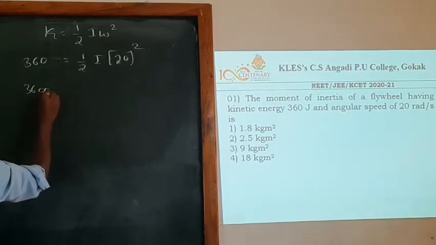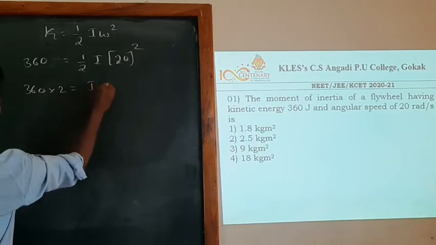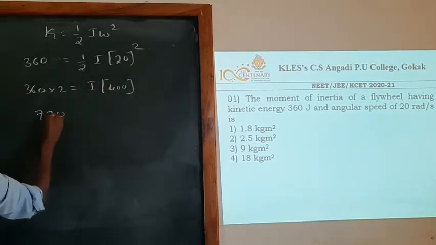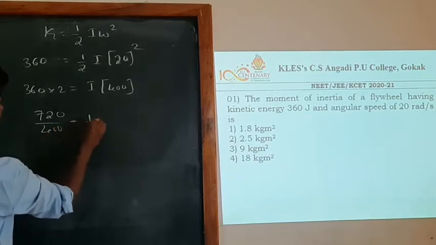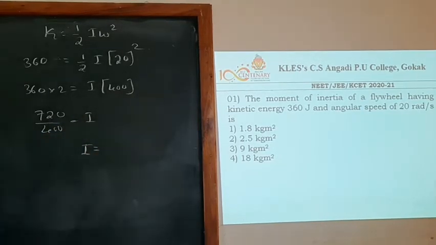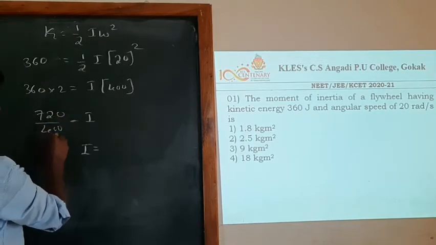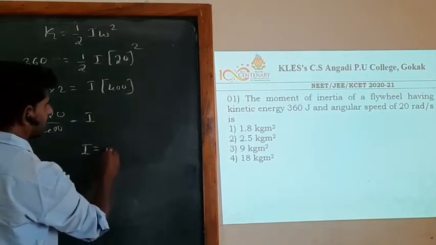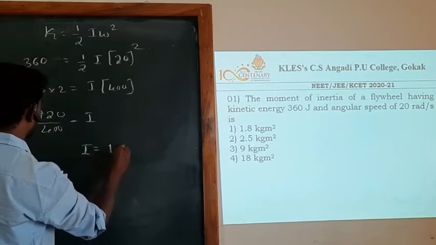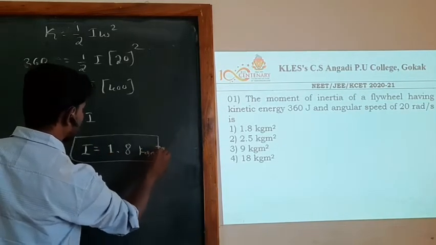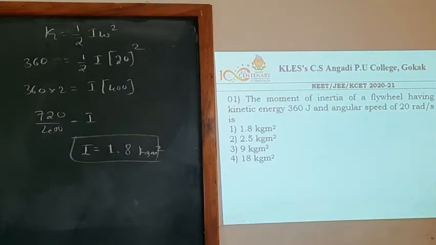360 into 2, and here it is I into 20 square. This is 400. So 720 divided by 400 is equal to I. So I is equal to 720 divided by 400, and the final answer is 1.8 kg meter square. So this is option A.